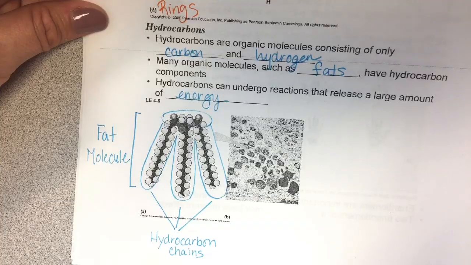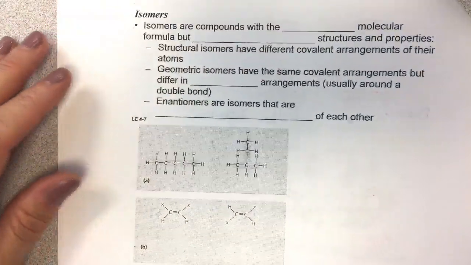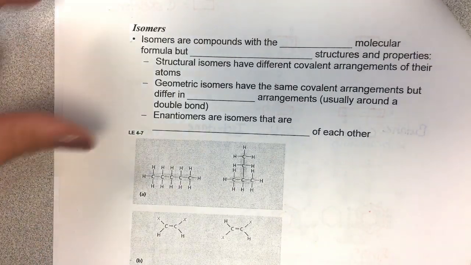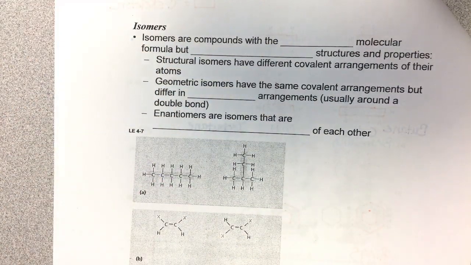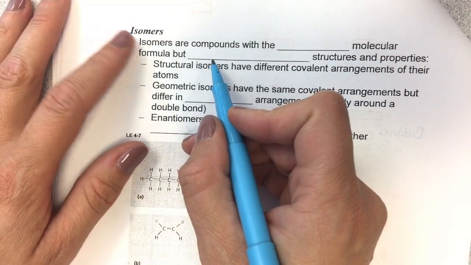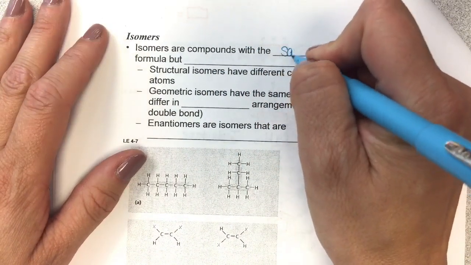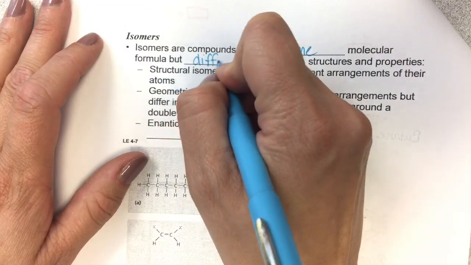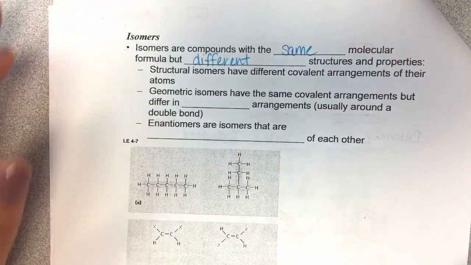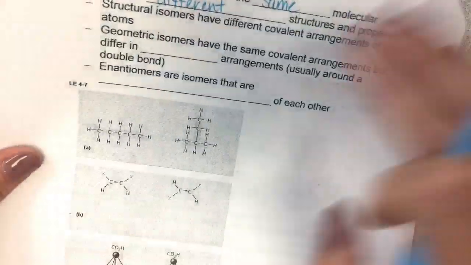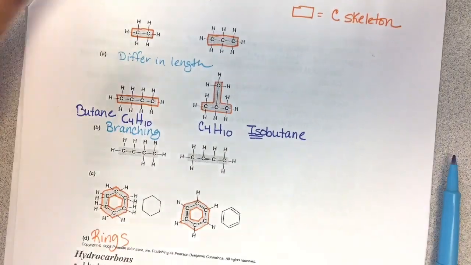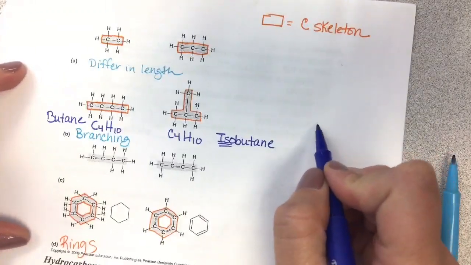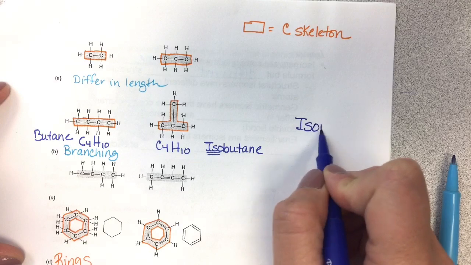So let's turn the page and talk more about this term called isomer. All right, so I used that example in the previous picture. Isomers are compounds with the same molecular formula but different structures and properties. That's the definition of it. So these guys are isomers. These two right here are isomers.